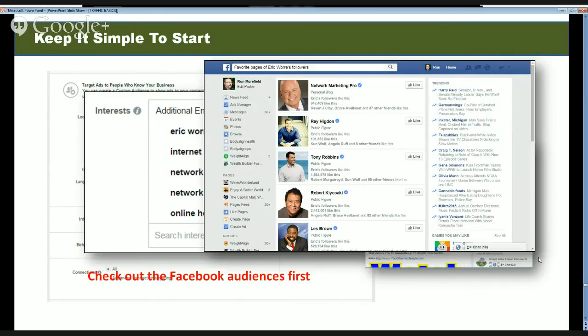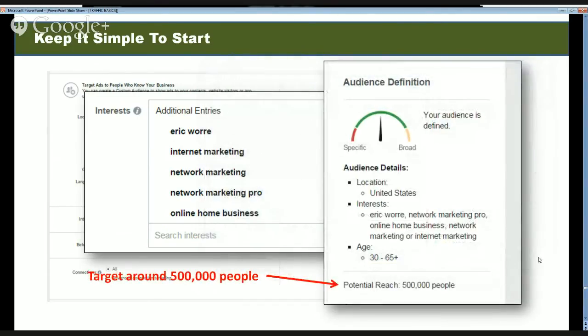Okay, so you could say people that are in Eric Worre's group, for example. Once you do your research, then you're ready to enter them in the interests. Once you do, you can look, and Facebook will tell you about how many people you're going to reach. So let's look at this very carefully.